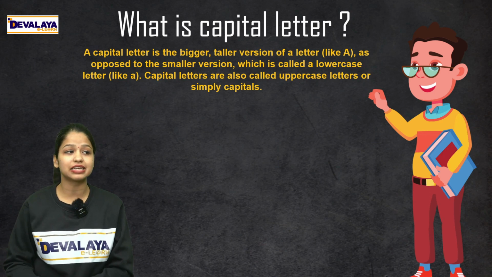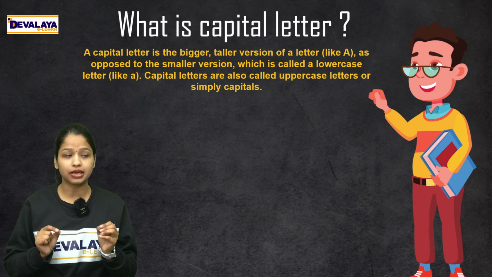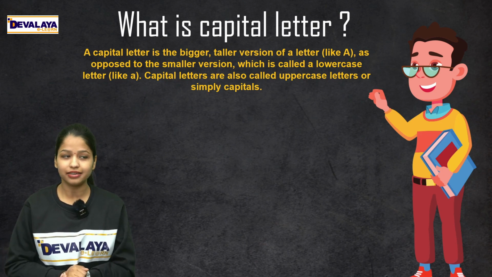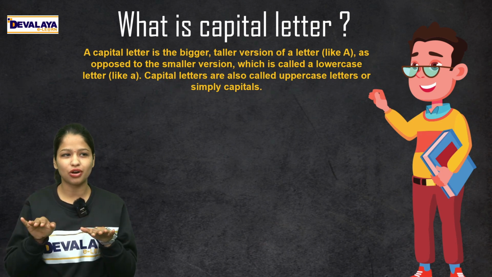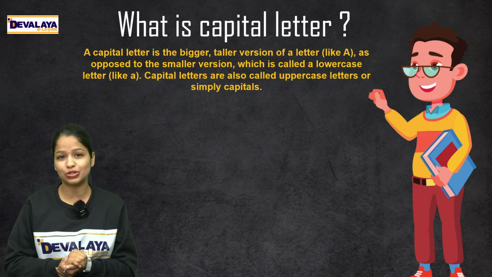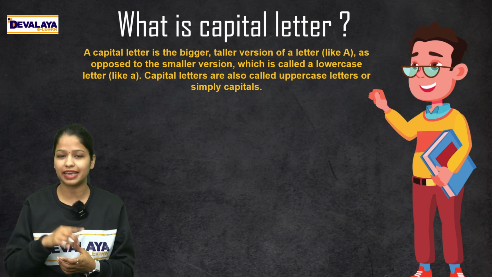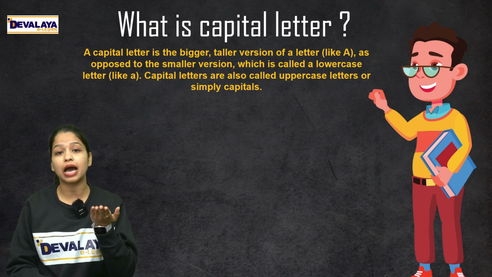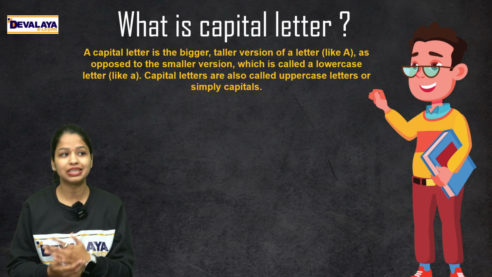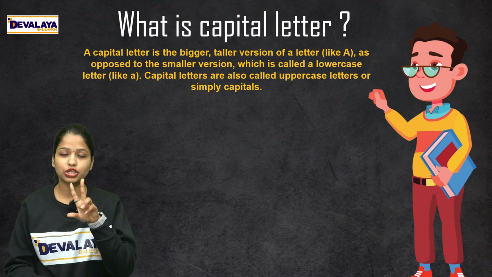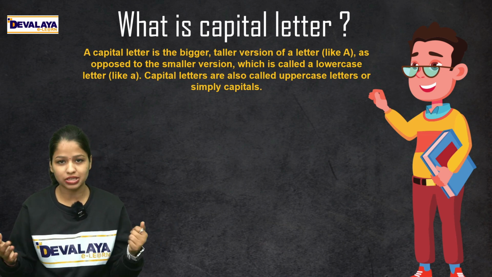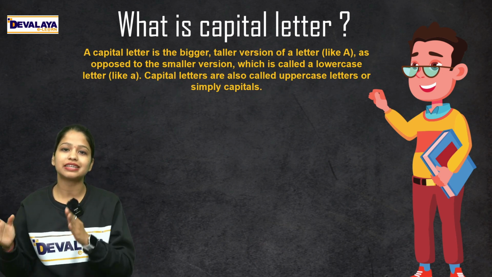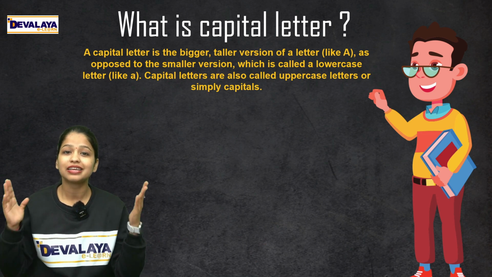So let's get started. Capital letter is the bigger and taller version of a letter like A, as opposed to the smaller version, which is also called a lowercase letter, like small a. Clear? Capital letters are also called uppercase letters or simply capitals. So there are two things that you need to keep in your mind. So we do call capital letters uppercase letters as well. What do we call it as?